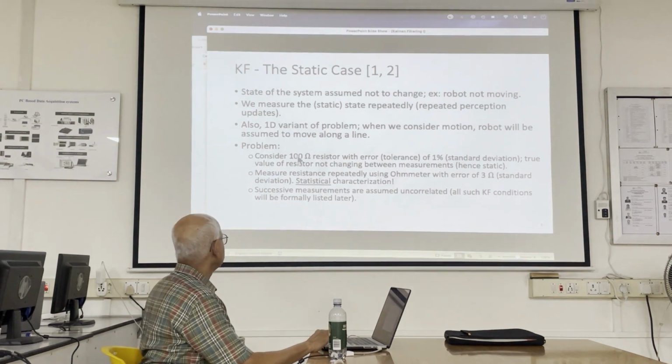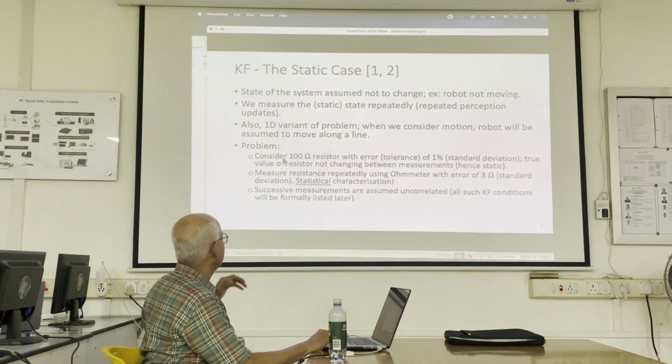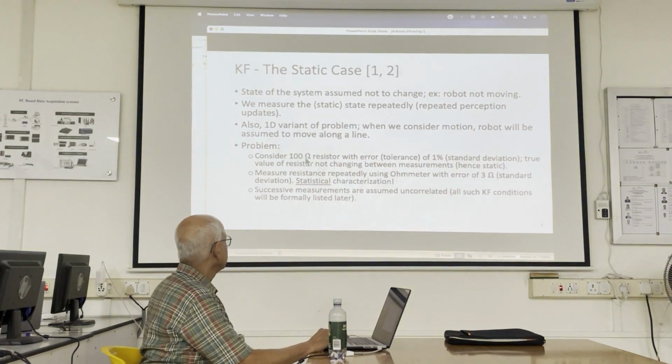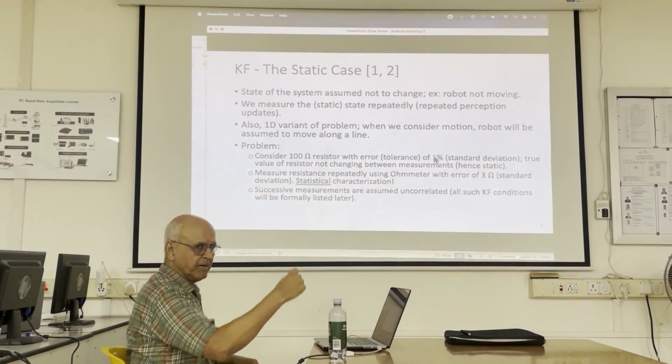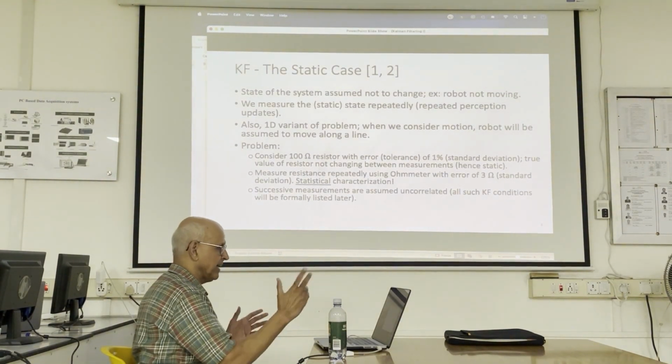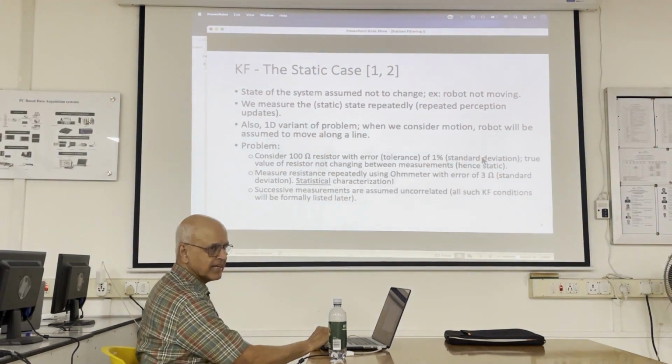So here's the problem, not the one-dimensional robot localization, but an equivalent. Consider a 100 ohm resistor with tolerance of 1%. So that's the tolerance band. The manufacturer tells you that my resistor has a 1% standard deviation, sigma.